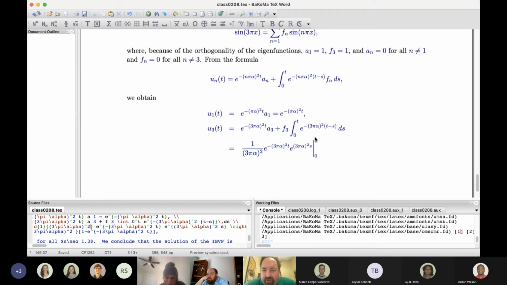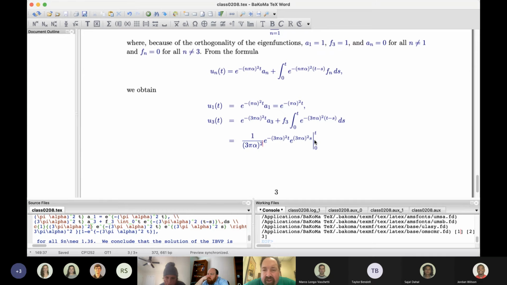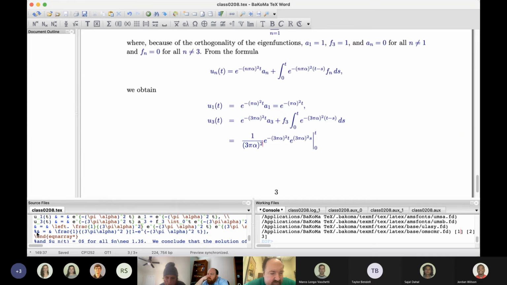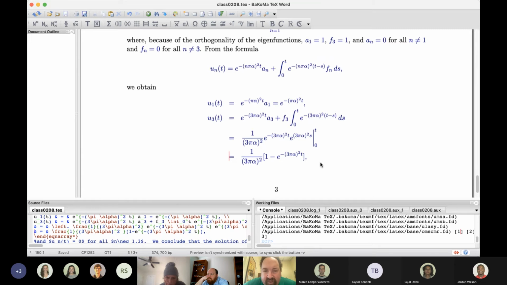And this is a definite integral, so I got to plug in the limits. Here, f3 is equal to 1. That's why it disappeared. So now I plug in the limits, and this is what I get. So these are the kind of terms that often pop up with non-homogeneous initial boundary value problems. So now I have u1 and I have u3.